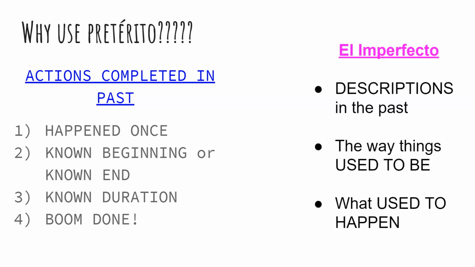The imperfect, which we'll get to in further chapters, they describe the past. They talk about how things used to be, what used to happen. So the imperfect, we're not really sure when it starts and stops all the time. So for the preterite, we need boom, done. That's what we're going to focus on here. If we're not sure when it starts and stops, probably not the preterite.